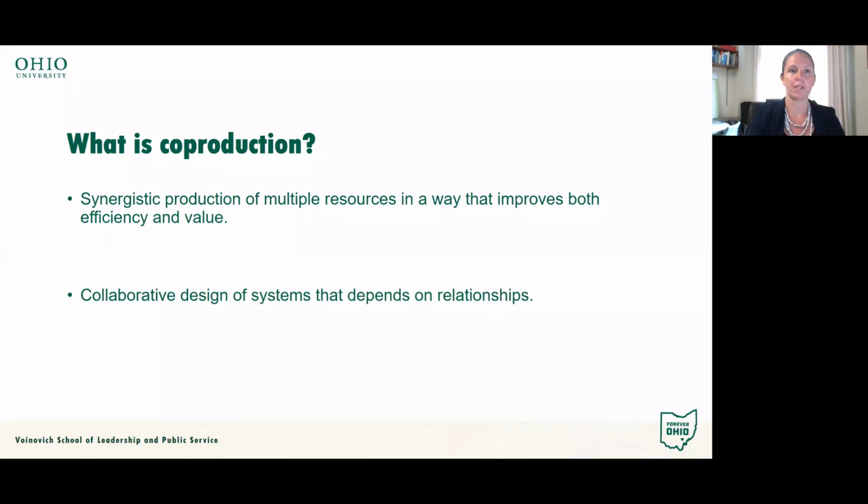So I'd like to start by just talking about what the definition of co-production is. If you have a background in engineering or agriculture or maybe even business, then we would typically think of co-production in terms of this first definition: the synergistic production of multiple resources in a way that improves both the efficiency and value. So one example that a lot of people are familiar with is the co-production of co-products.